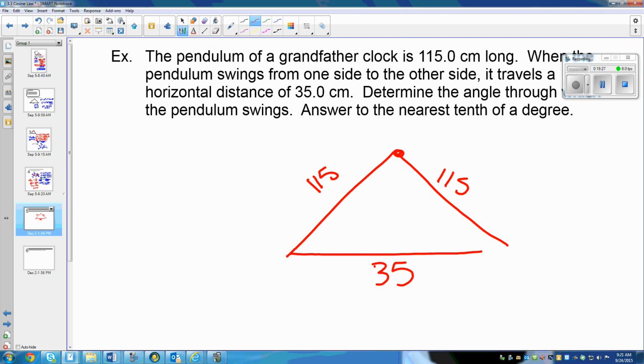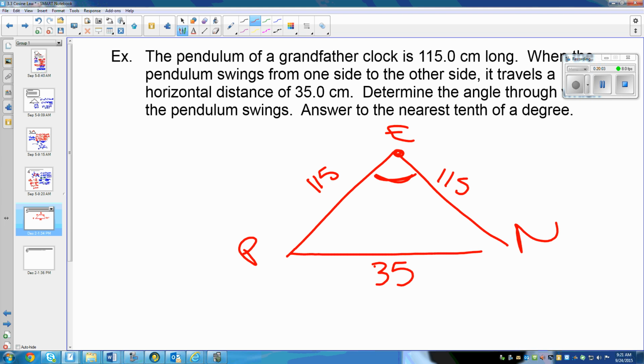Now we know it's an isosceles triangle, but we don't know any angles. What angle are you trying to solve for? This angle that the pendulum swings, right? So when you set it up, what would you do? So we'll label this triangle PEN for pendulum. I don't know, something like that. ABC to be really original. What are you trying to solve for? Angle E. So what goes on the other side for the cosine law?